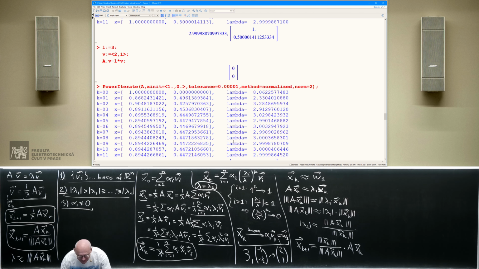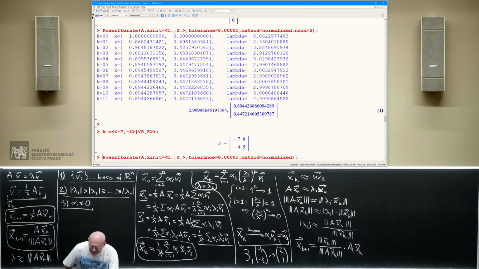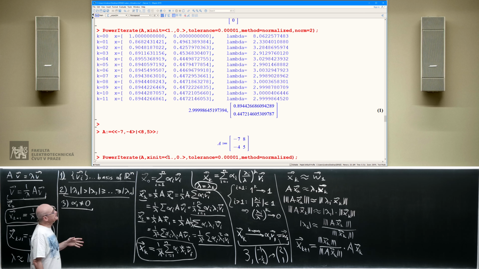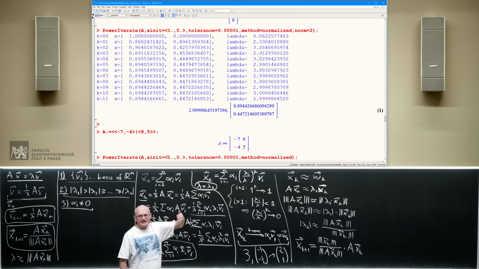Let's try another matrix. Okay, here is a matrix which I again call A, which is a little bit unpleasant. Let me explain why. The original matrix was called A, and this guy is just minus the original A.